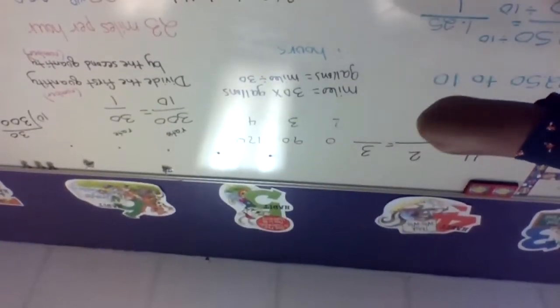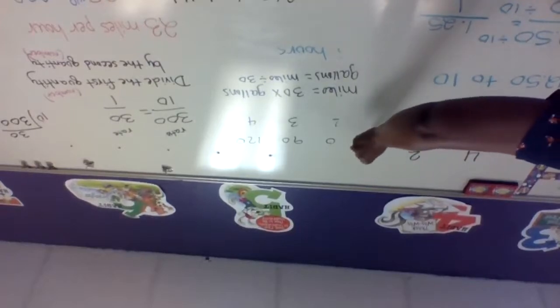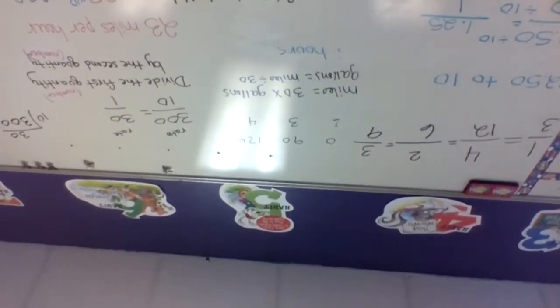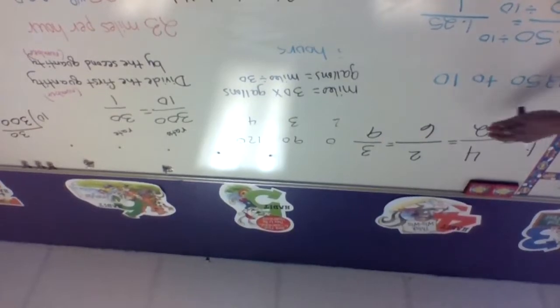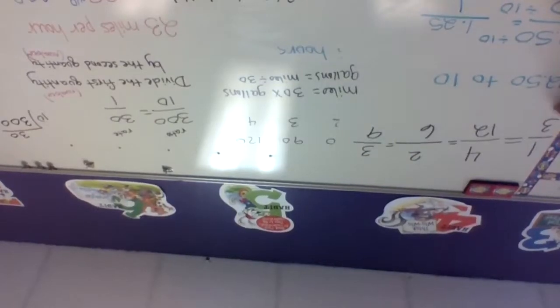3/9. Oh yeah. Okay. So all those will be equivalent fractions. All right. So whatever your fraction is, it could be this one. How do you think they got 1/3? What did they do?